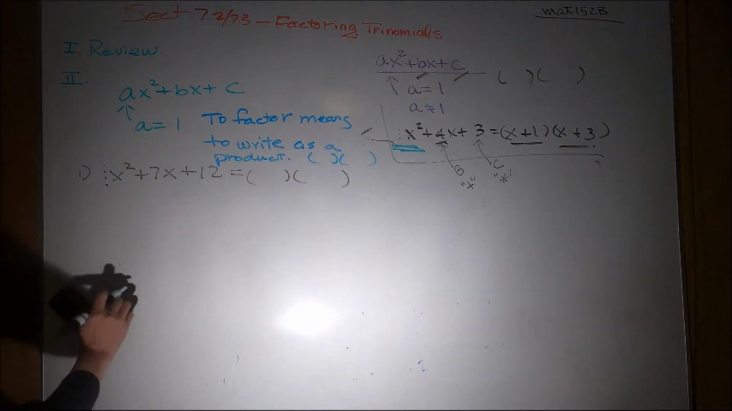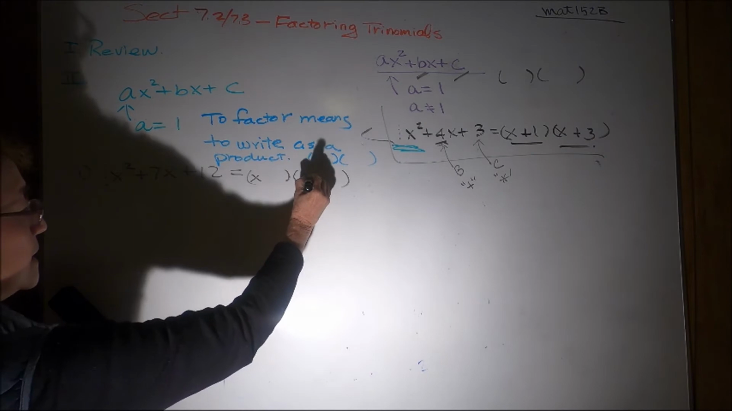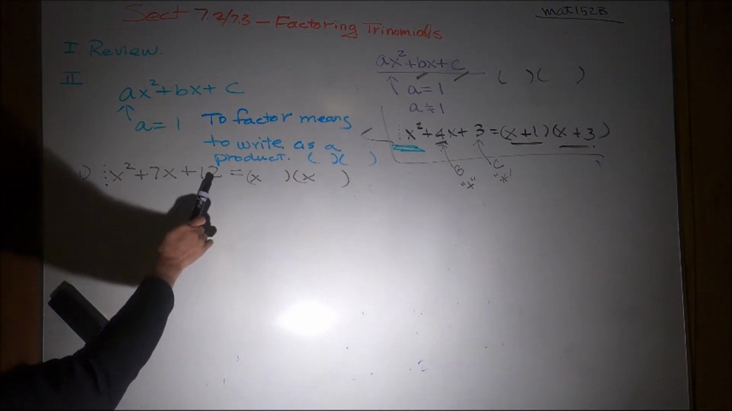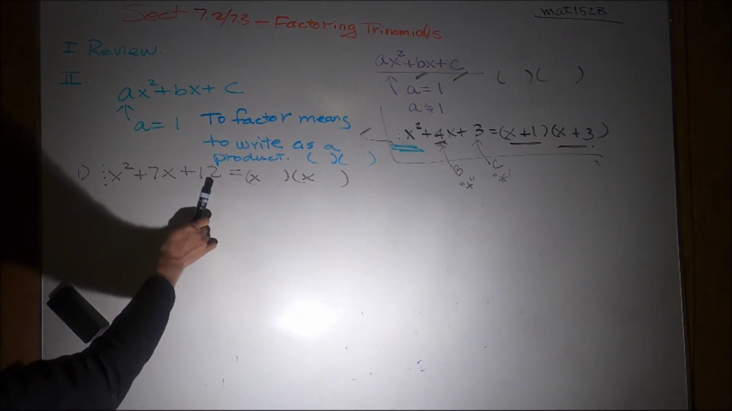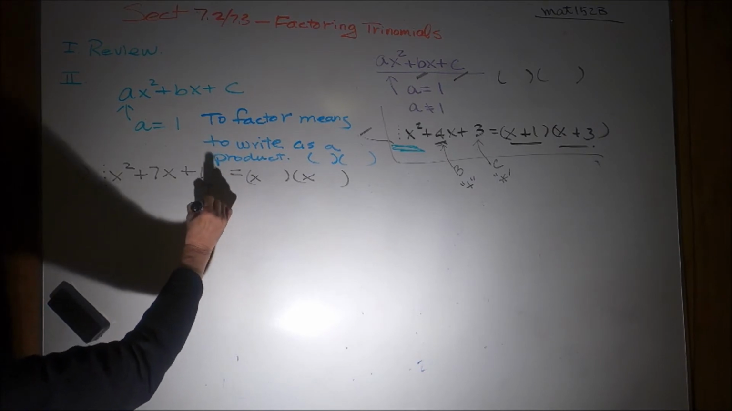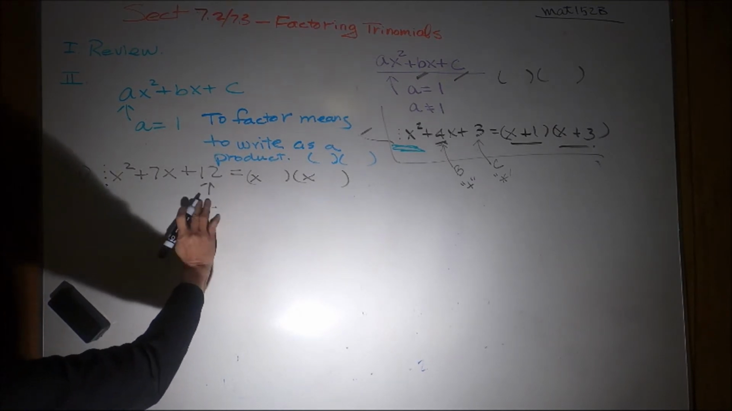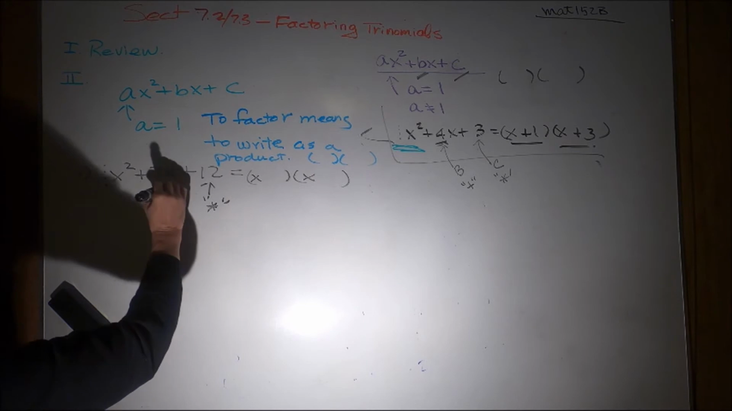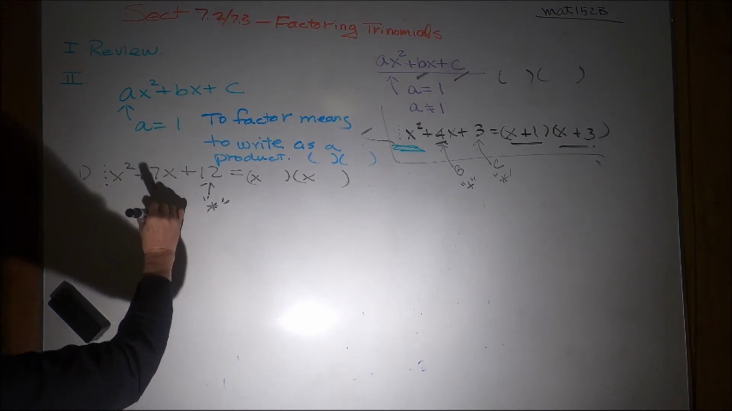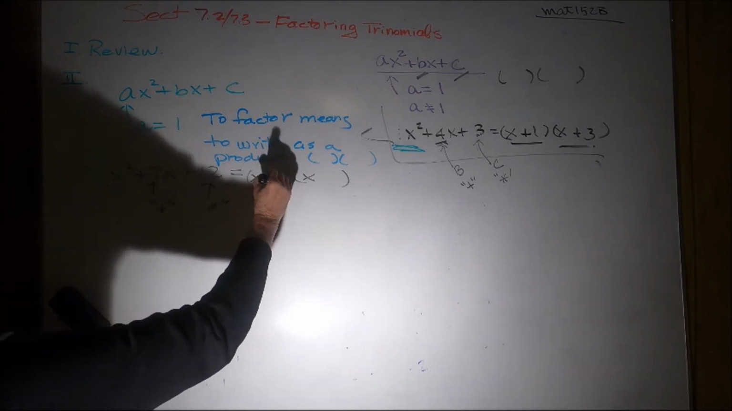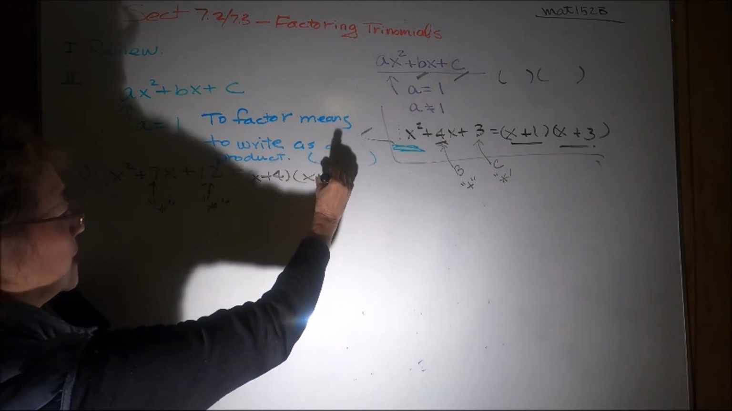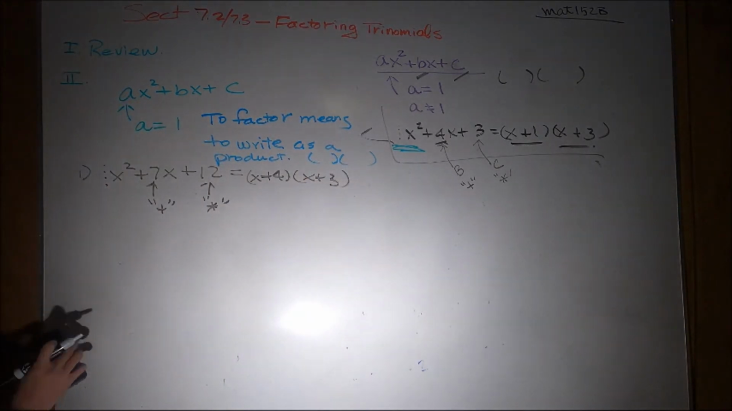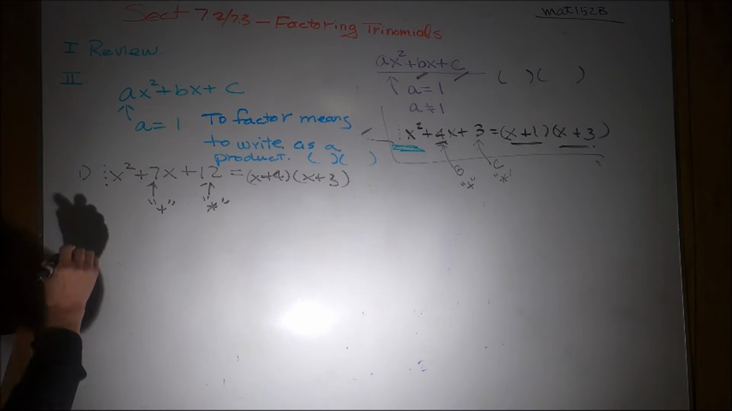So do I have a leading coefficient 1? Invisible 1, right? So you can just write x and x. Then analyze which two numbers multiply together. Multiply together is your C, right? That's multiply together. Then this one, B, you will add them together. So that will be what? 4 and 3, both positive, right?